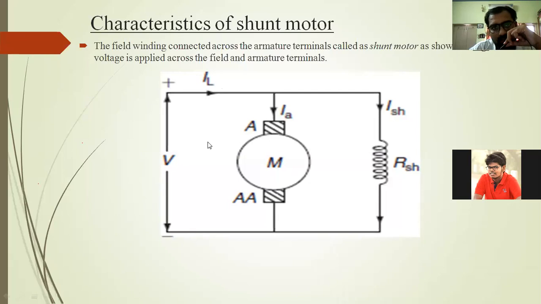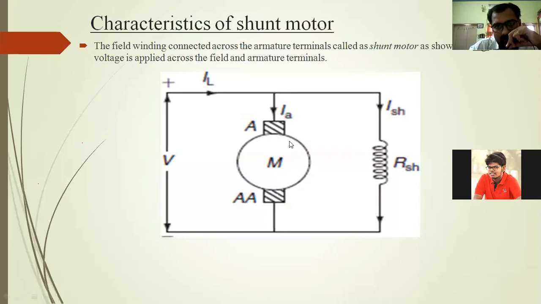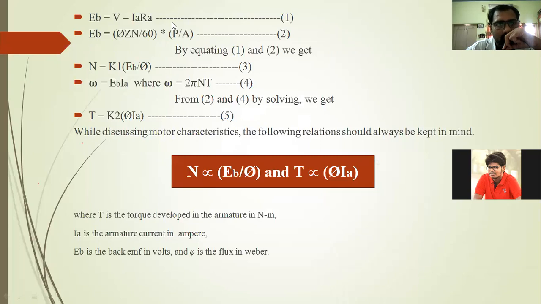So the total IL, which is the load current, is calculated by the sum of IA plus ISH. Whatever current passes through the armature, we are going to have a generation of back EMF. An EMF is produced by the motor, that is the back EMF. When we have the KVL or KCL expressions, the relation is constructed: EB is equal to V minus IA.